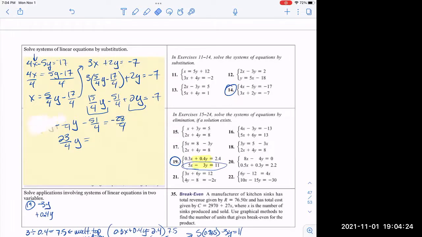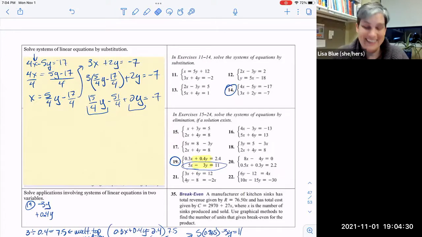Sure. Professor Johnston calls it hit the easy button. I love to hit the easy button.